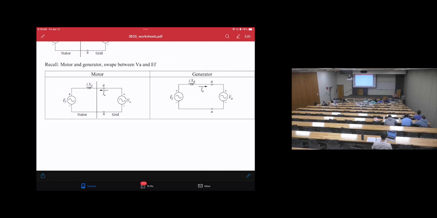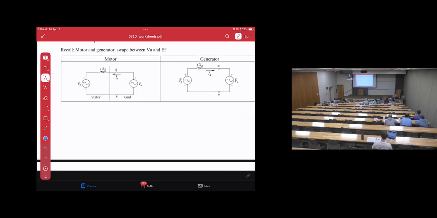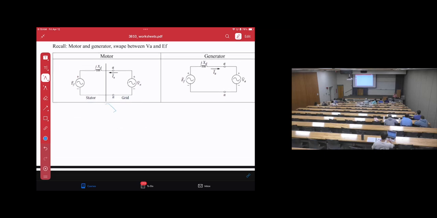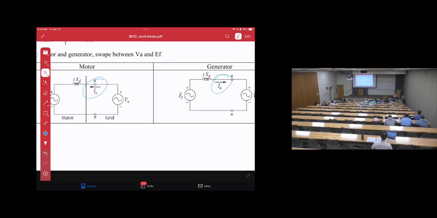So the generator, look at on the right-hand side. The generator, like this way. We know this before. That's what we did before. We have EF on the left, VA on the right, the current is clockwise, that's it. While in the motor, we see that EF in the left, VA in the right, the same way, but the current is going counterclockwise. Look at the current direction here, the current direction in motor, current direction in generator. So now the current is traveling counterclockwise. That's the thing.